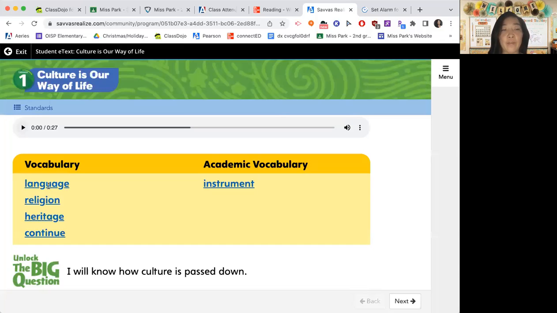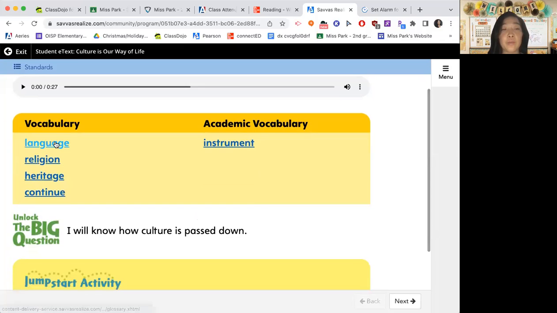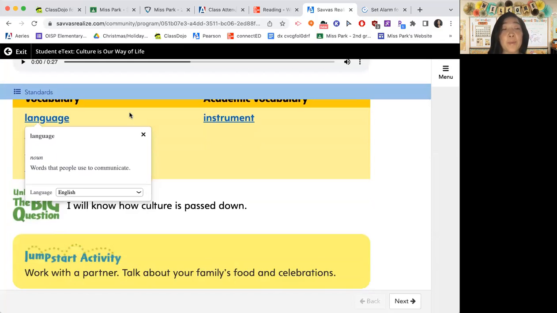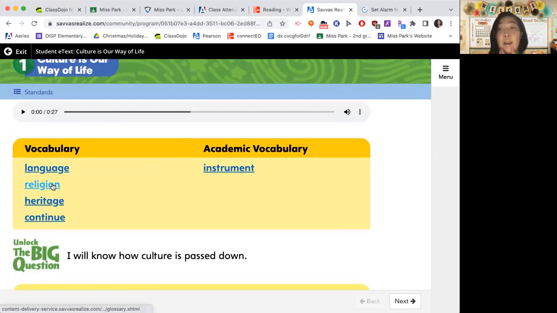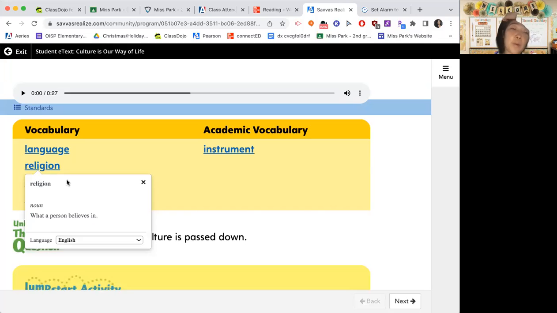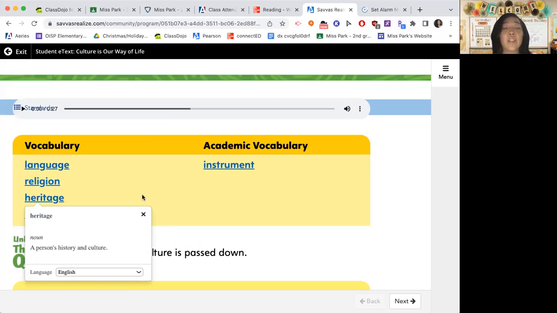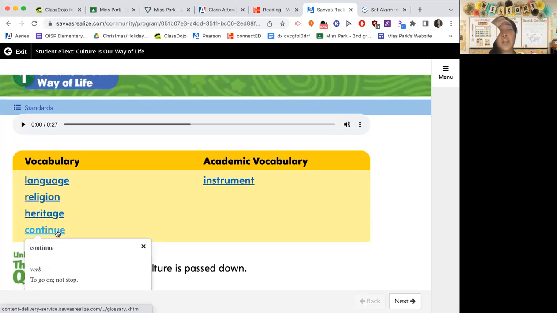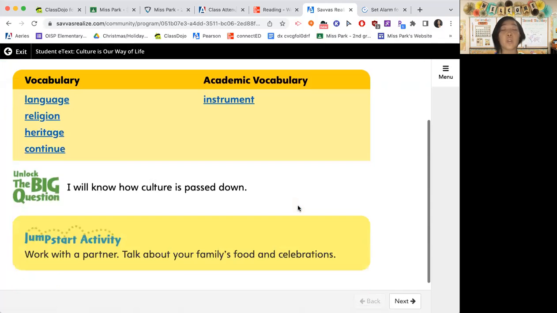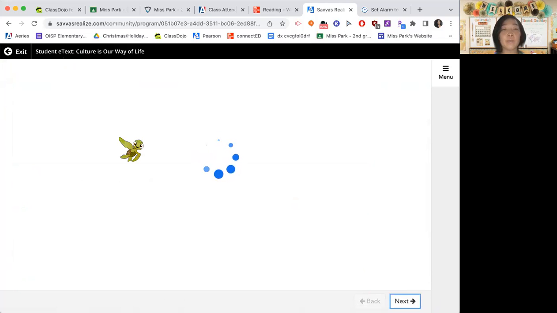Culture is our way of life. Language is the words that people use to communicate. Like right now, I'm using the English language to communicate with you guys in our history lesson. Religion is what a person believes in. I already set the alarm. Okay, we'll go over that after. Heritage is a person's history and culture. Continue means to go on, not stop. An instrument is an object used to make music. I will know how culture is passed down.